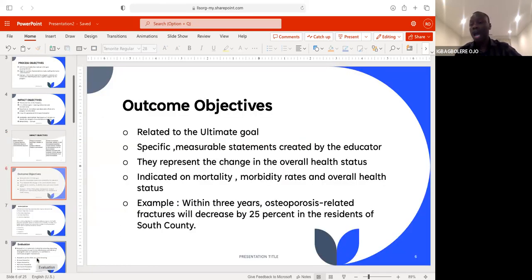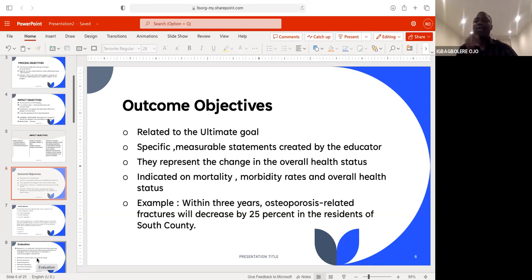Okay, the last one, outcome objectives. What is an outcome objective? Just as the name implies, outcome, the overall or the ultimate goal. What are we eventually here for? Why are we sitting in this education class? What is the outcome of what we are doing? So, an outcome objective is specific, measurable statements created by the educator. They represent change in the overall health status.